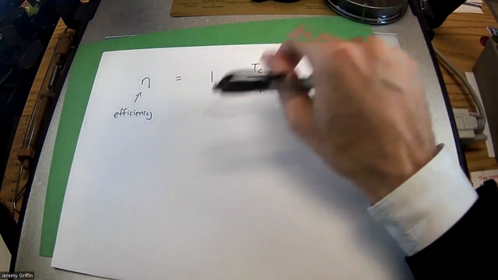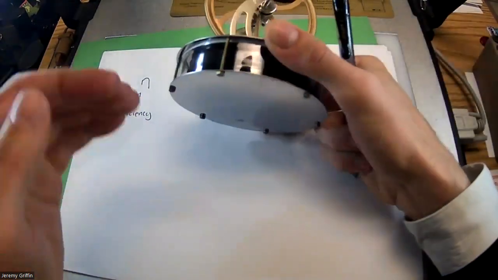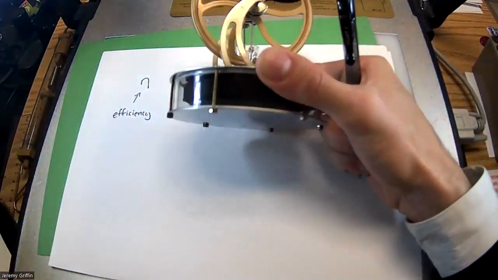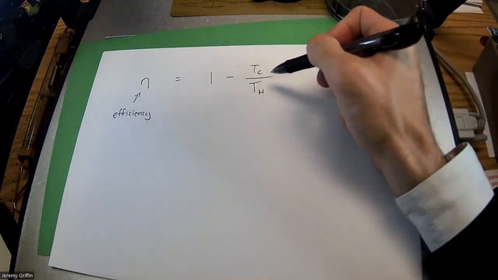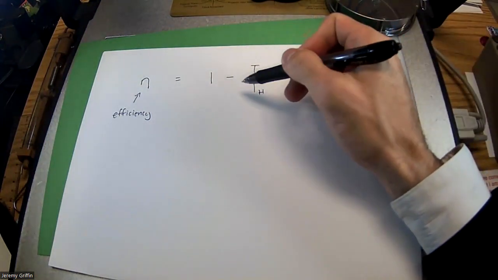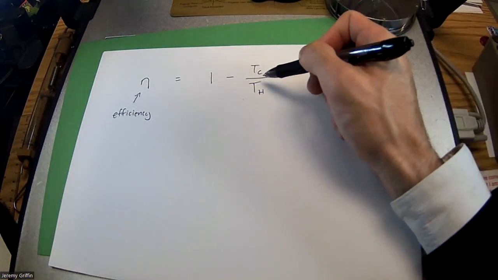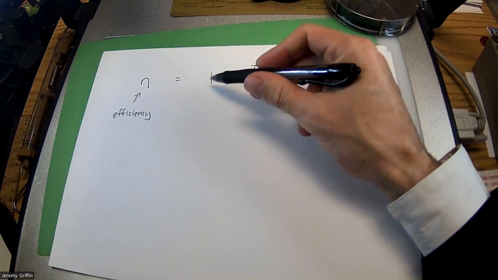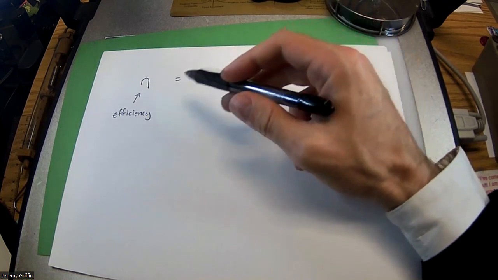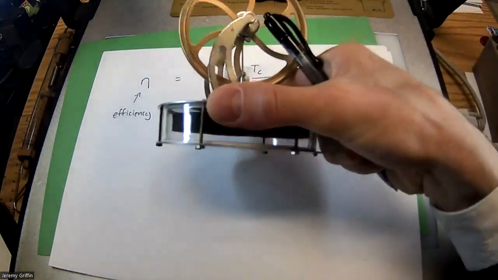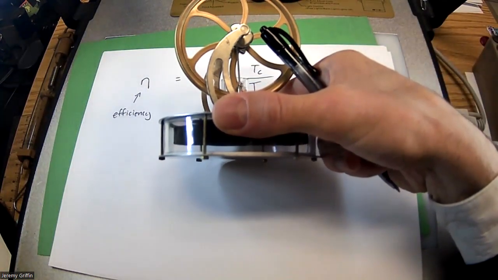What if it's all the same temperature? What if it's room temperature, it's all the same temperature? What is this fraction right here equal to? 1, because the sinks are the same. So anything over itself is 1. Guys, what's 1 minus 1? 0. 0 efficiency. This thing's not going to spin at all if there's no temperature differential.